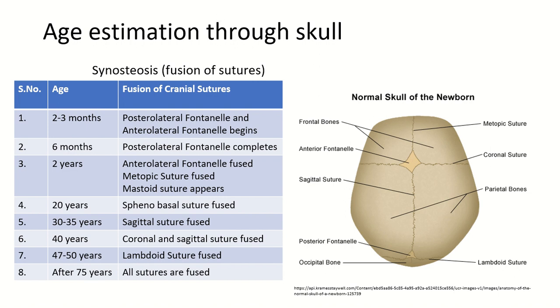In 20 years, the sphenobasilar suture is fused. In 30 to 35 years, the sagittal suture is fused. Up to 40 years, the coronal and sagittal sutures are fused. At 47 to 50 years, the lambdoid suture is fused. After 75 years, all the sutures are fused.